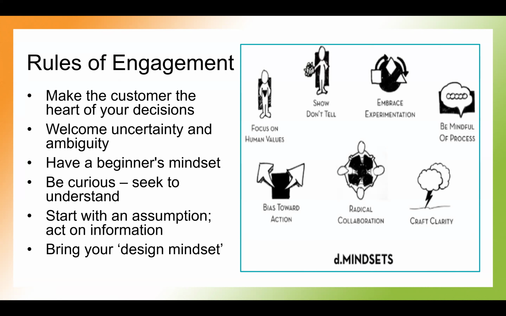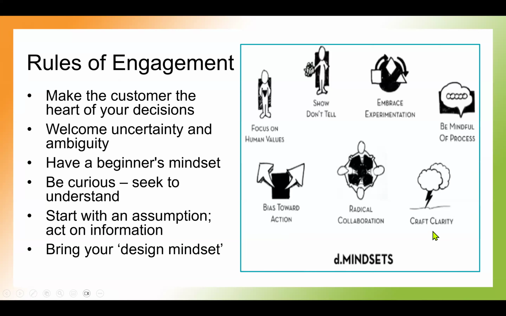You want to have a beginner's mindset. You don't want to come in with your biases and already think you know the answer. Again, don't fall in love with the solution, fall in love with the problem. Be curious, seek to understand, ask lots of questions. Start with an assumption, test and act on information, and bring your designer mindset, which really, here we are. Our mindsets are a bias towards action. Don't procrastinate, take action. Radical collaboration means you've got a diverse team, lean on them and work together.